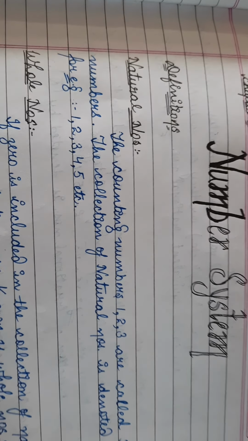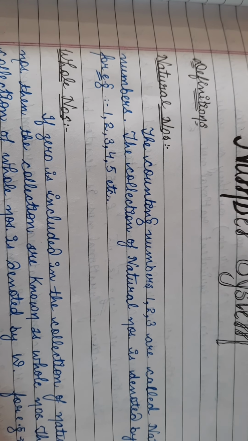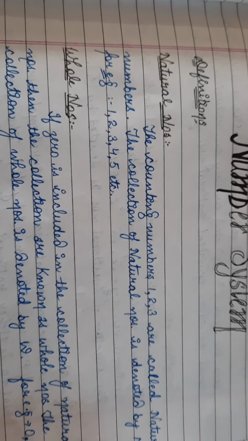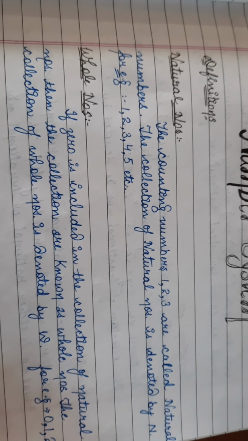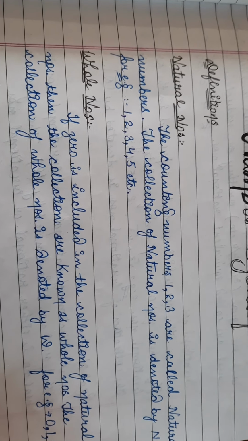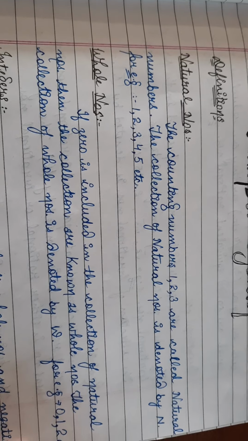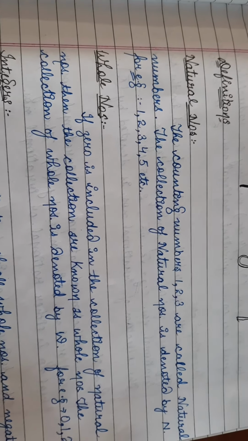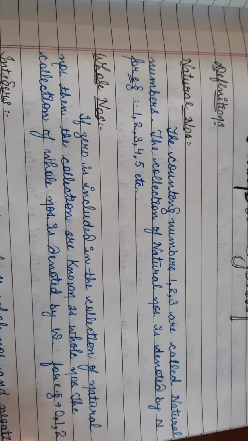So we begin with the natural numbers. The counting numbers 1, 2, 3, and so on are called the natural numbers, and the collection of natural numbers is denoted by capital N. Some examples are 1, 2, 3, 4, 5, and so on. The natural numbers are infinite in counting.